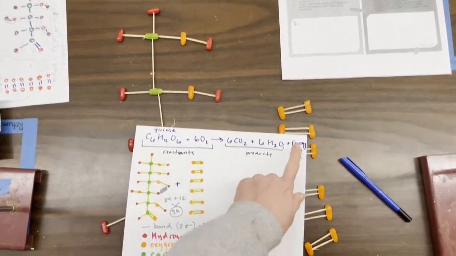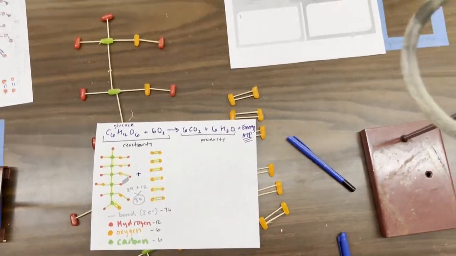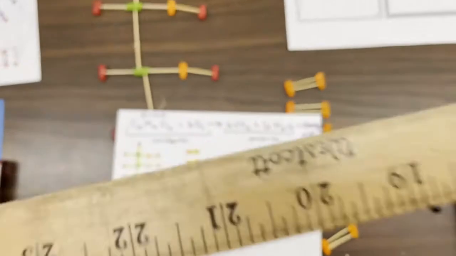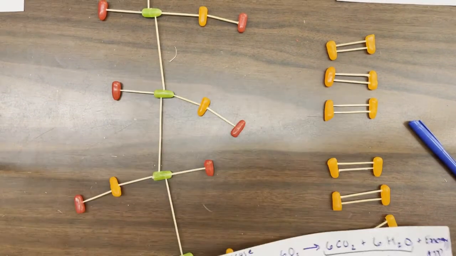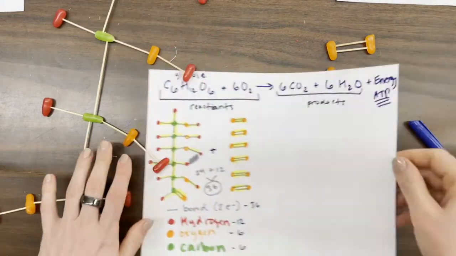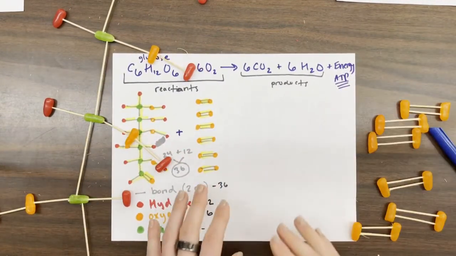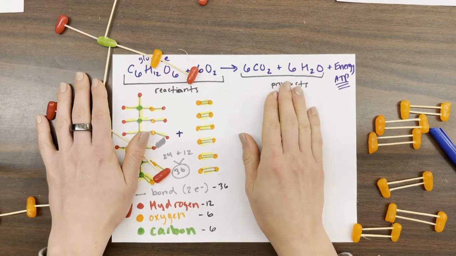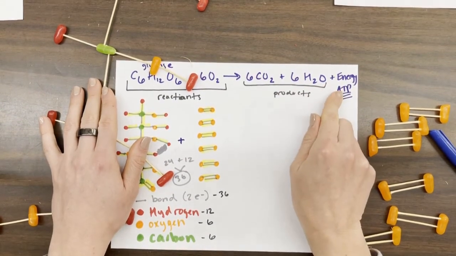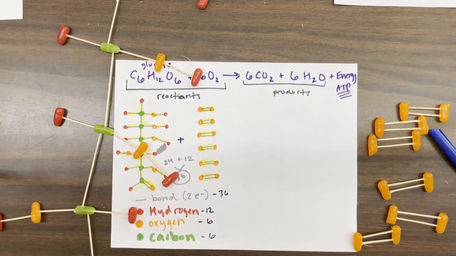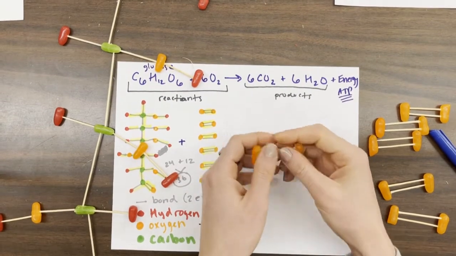Now, the energy that is produced during this process comes from breaking the bonds. So it literally, you guys are gonna hate me, it literally takes energy to break apart these bonds and create these new ones. And when I break these bonds apart and I create the new ones, it creates energy. Okay, give or take.